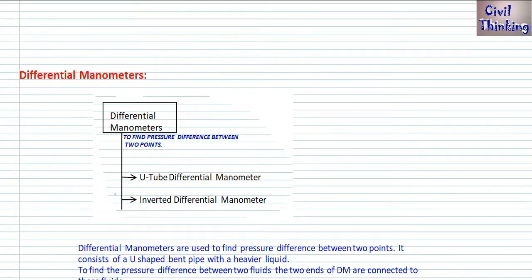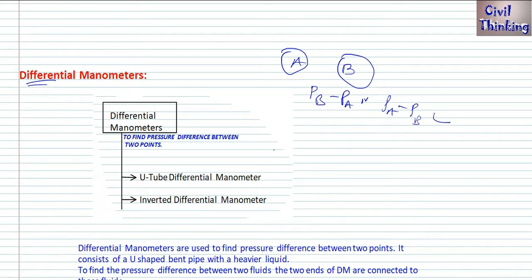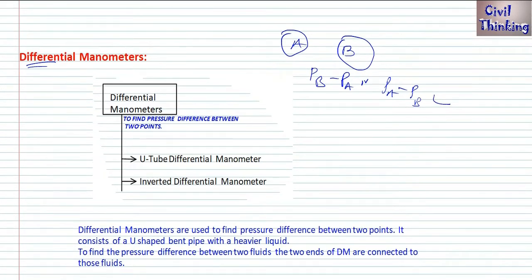Now let's move on to the differential manometers. Okay, now as the word differential means, it will be helpful to find the pressure difference between two fluids, or two points. So we can find PB minus PA or PA minus PB with the help of differential manometers. That's what is written here, to find pressure difference between 2 points.